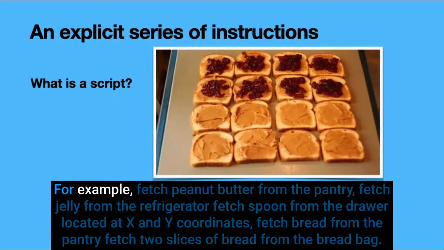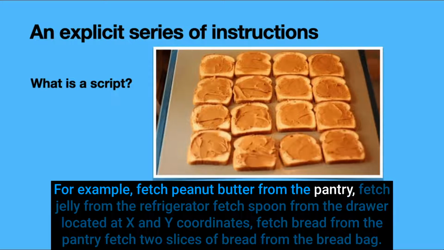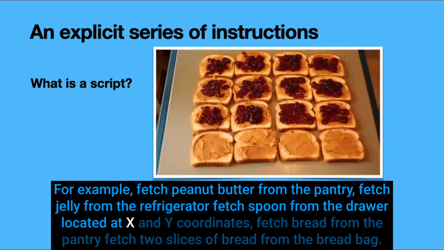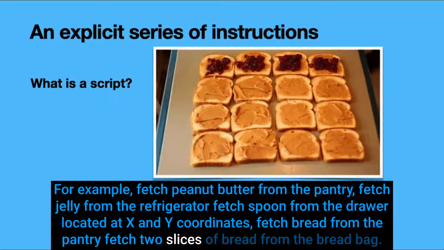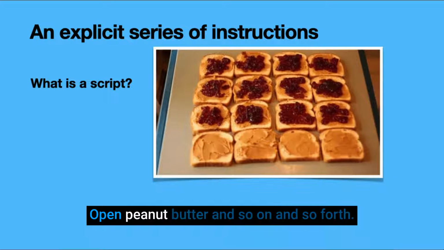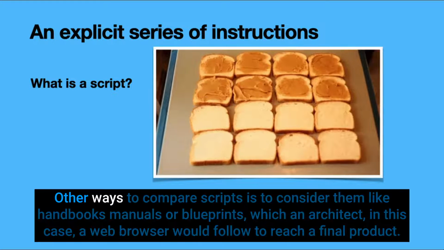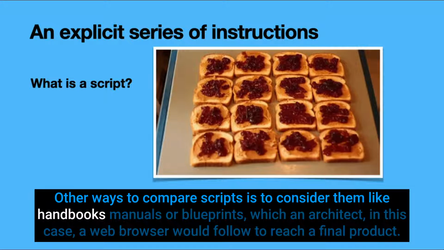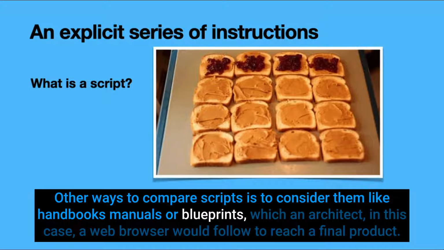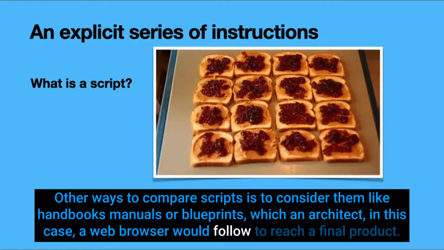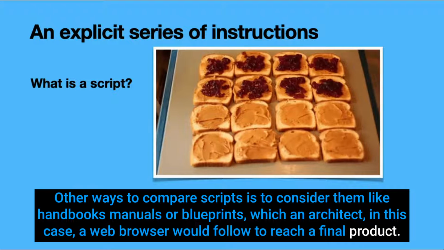For example, fetch peanut butter from the pantry, fetch jelly from the refrigerator, fetch spoon from the drawer located at X and Y coordinate, fetch bread from the pantry, fetch 2 slices of bread from the bread bag, open peanut butter, and so on and so forth. You get the idea. Other ways to compare scripts is to consider them like handbooks, manuals, or blueprints, which an architect, in this case, a web browser, would follow to reach a final product.